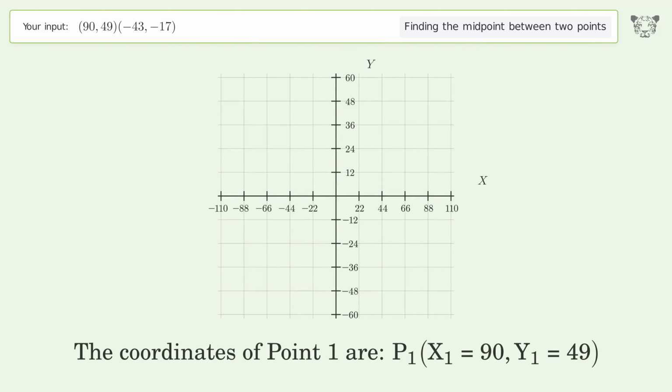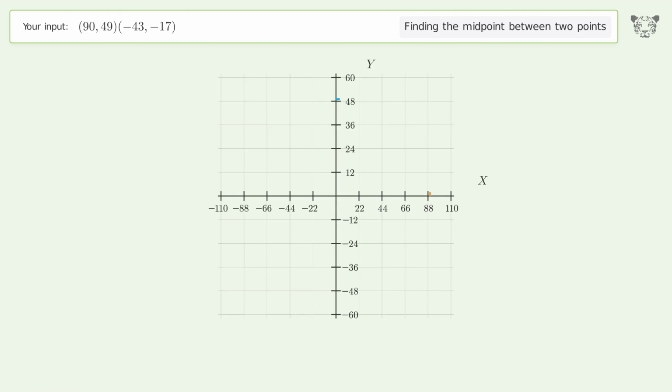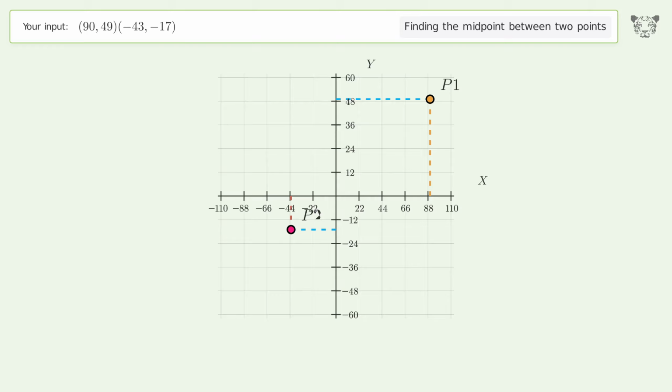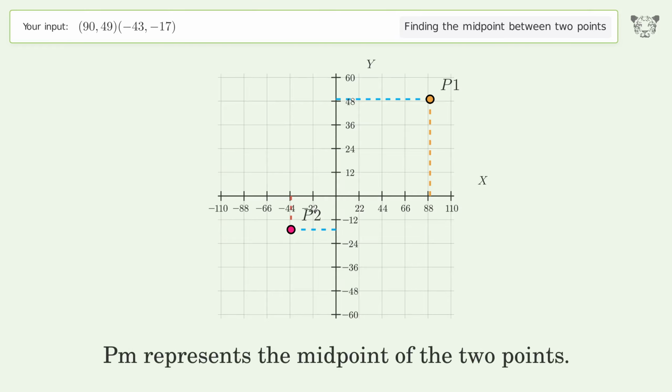The coordinates of point 1 are x1 equals 90, y1 equals 49. The coordinates of point 2 are x2 equals negative 43, y2 equals negative 17. PM represents the midpoint of the 2 points.